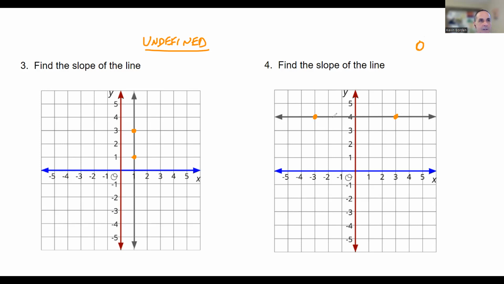And there really isn't a way to calculate this. We just have to remember that a perfectly horizontal line has a slope of 0, and a perfectly vertical line is undefined or has an undefined slope.